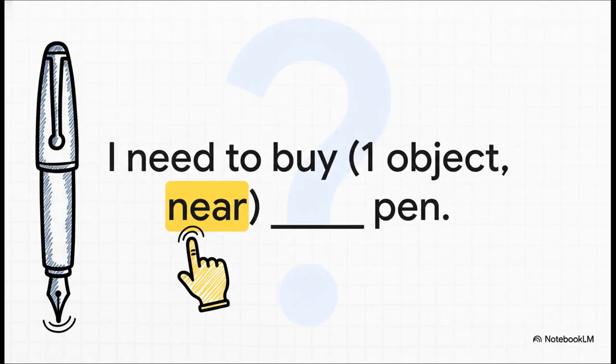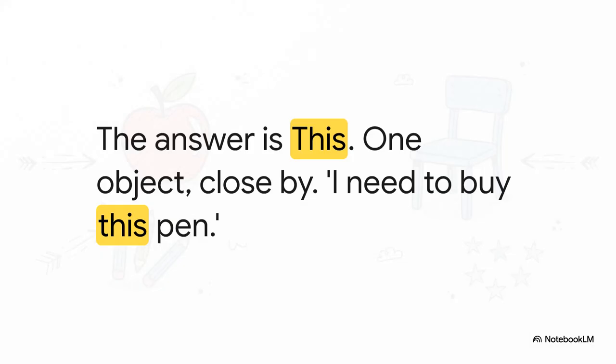Let's do it. All right, first up, imagine you're pointing to a single pen and it's right here next to you. So that's one object and it's near. What's the word you'd use? This, of course it is. I need to buy this pen. One object, right nearby, you got it.